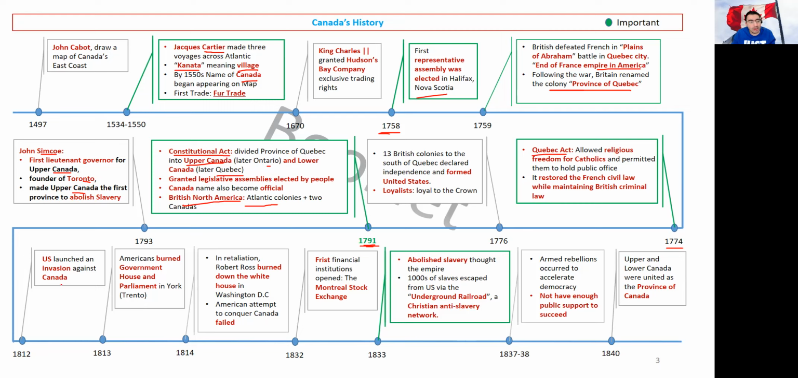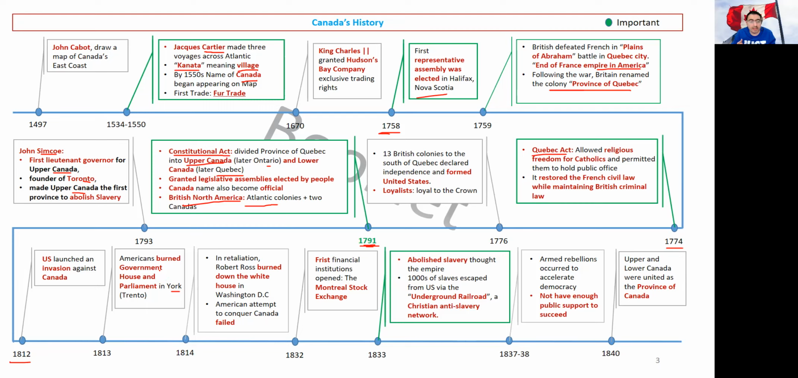Okay. The next event will be 1812. So actually the United States had some problems in trading with the Canadian Navy and the Canadian ships. So they said, okay, why not we just make an invasion and take Canada and join Canada to the United States, and it will be one country. So the U.S. tried to make an invasion against Canada in 1812, and they actually burned the government house and the parliament in York, which is now Toronto. York is actually the old name of Toronto.